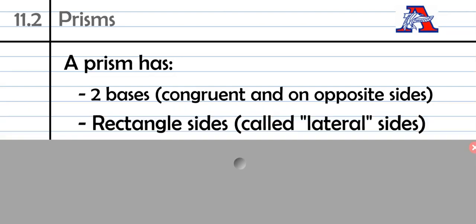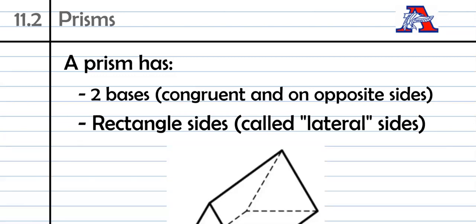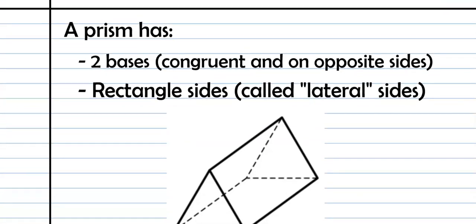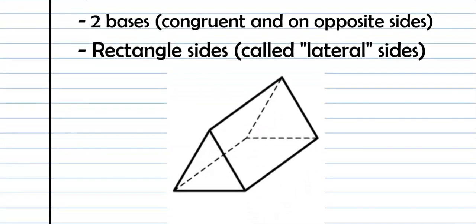The other thing that all prisms have is rectangle sides. A lot of times you'll see them referred to as lateral sides or lateral area. That just means that you're talking about the sides. Okay, so I have a picture here, and I think it might be worthwhile for you to draw this in your notes as well. This would be called a triangular prism.